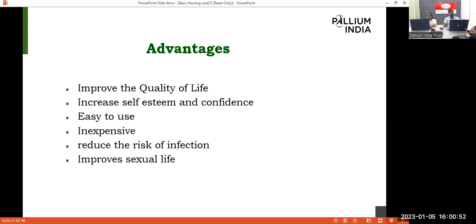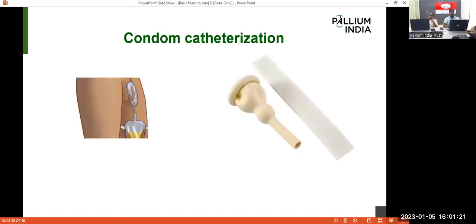If the patient is already on indwelling catheterization and is not taking adequate fluid intake, it will cause UTI, urinary tract infection. So these are the main risks that happen in indwelling catheterization. These are the risks we can reduce with intermittent clean catheterization. Then it improves sexual life also, because there is no tube there. So it can improve their family life also.